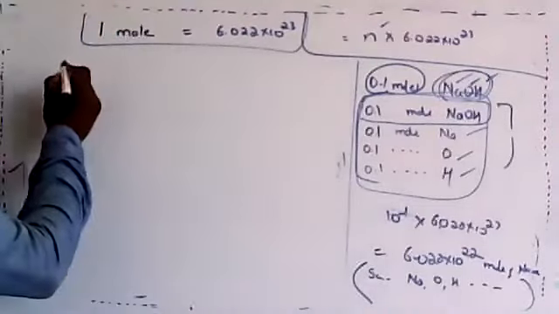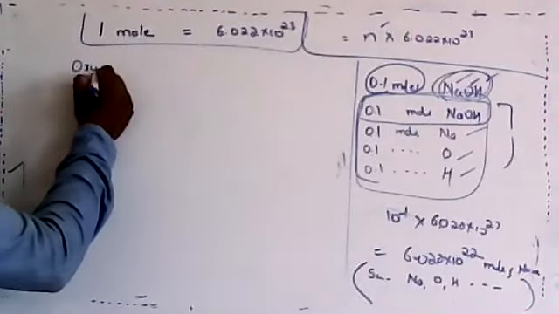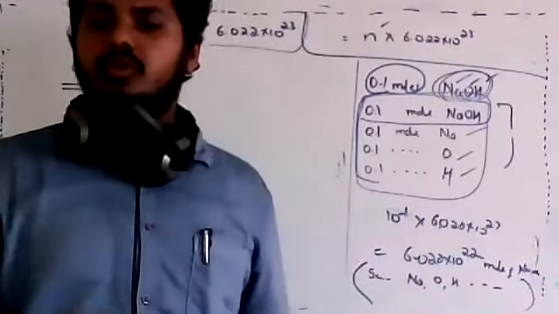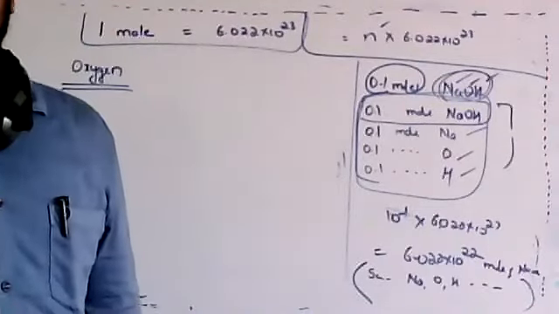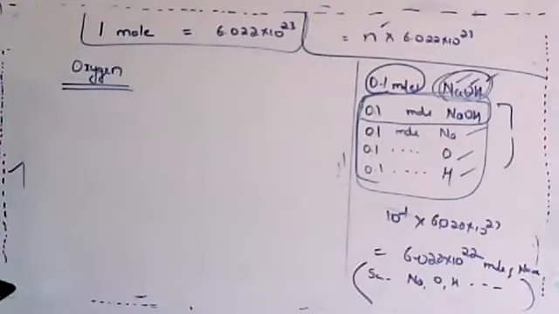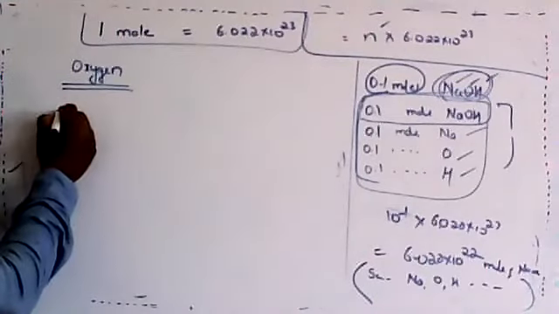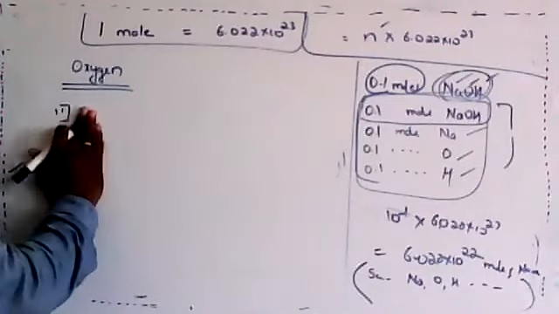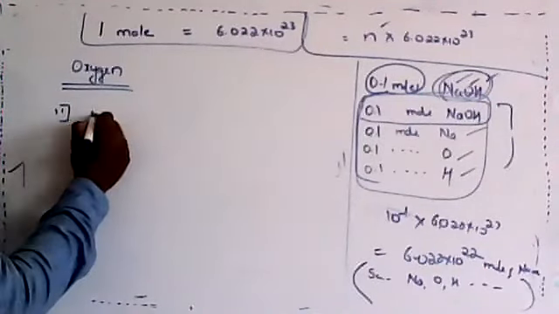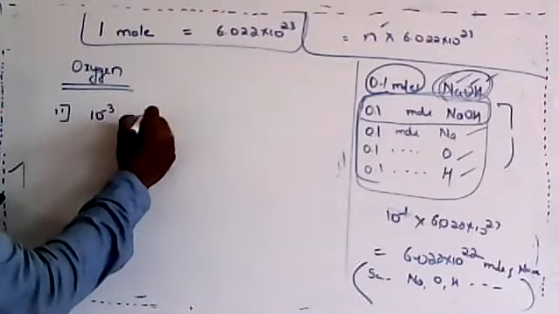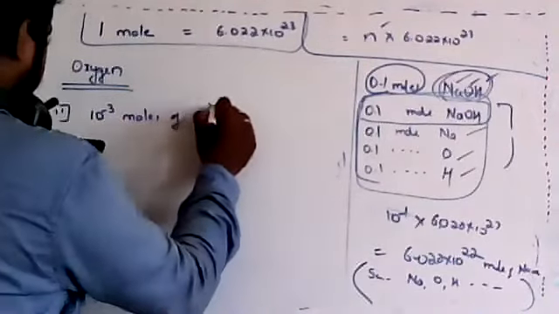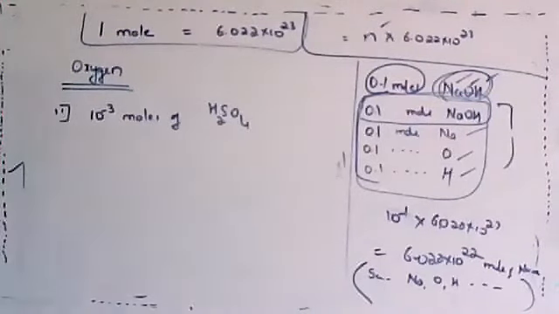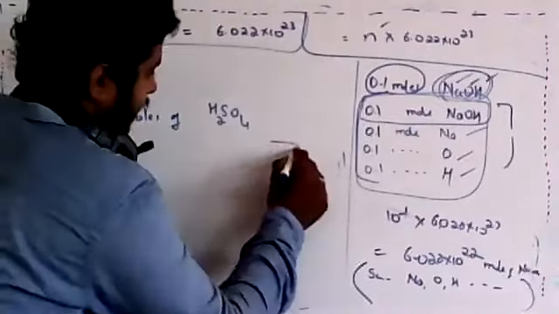The question is, calculate the number of oxygen atoms. Calculate the number of only oxygen. They are not asking for the complete molecule. In the given compound, you should calculate the number of oxygen. So let me take the first one. No, I will take the second one, that is 10 to the power minus 3 moles of H2SO4.